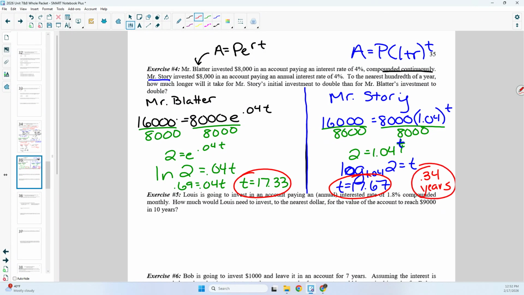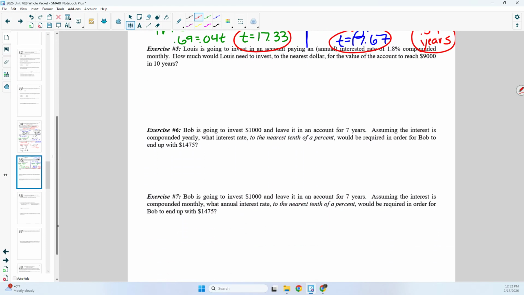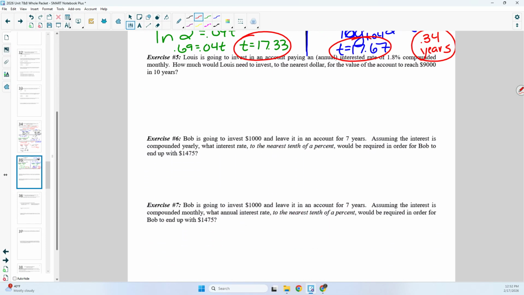The last few questions are going to ask us to solve for a different variable other than time. These are less common, but they're good to look at to understand that we really can solve for any variable in these formulas. So this one says compounded monthly. So when I'm compounding, not continuously, but more frequently than the years, which is going to be our time value, I need to use this formula.